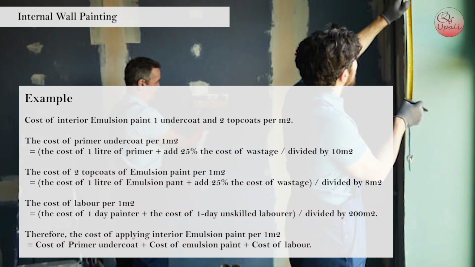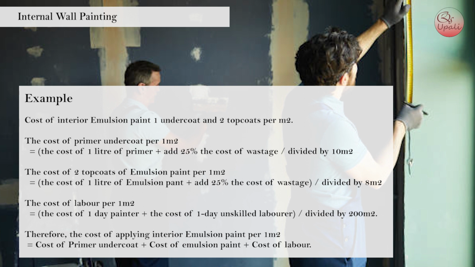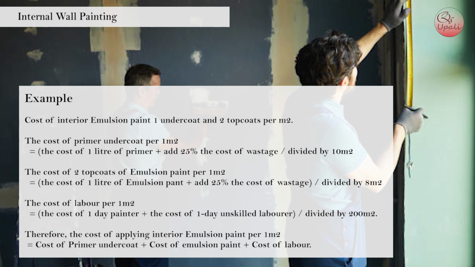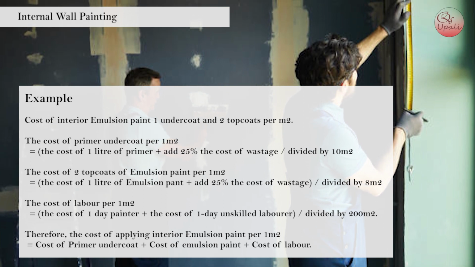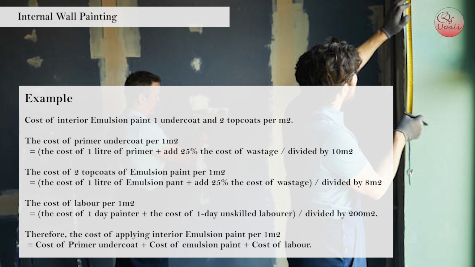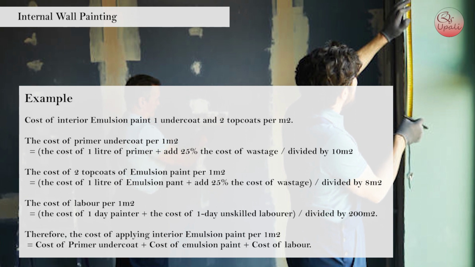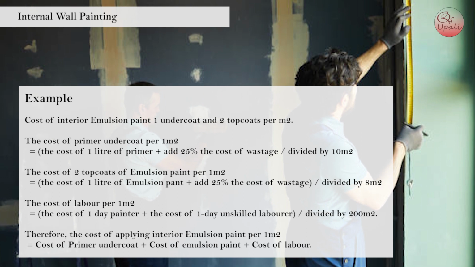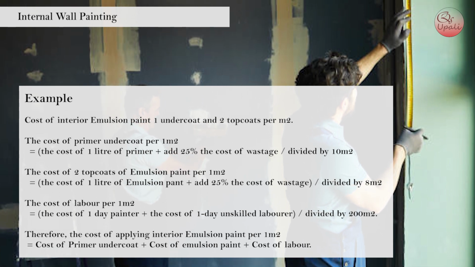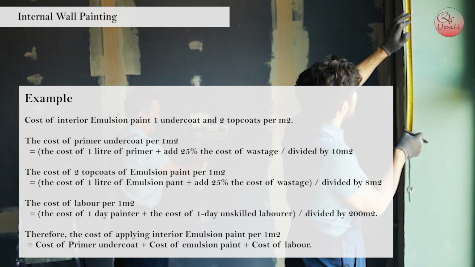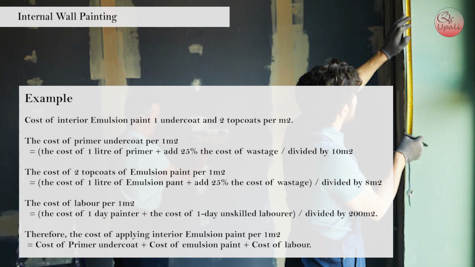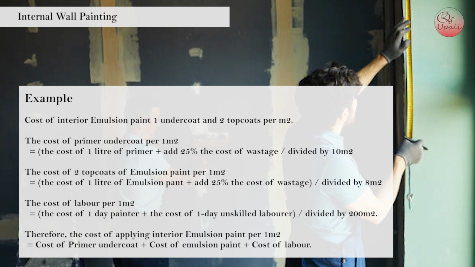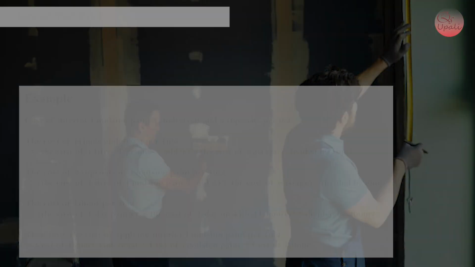The cost of labor per 1 meter square equals the cost of 1 day painter plus the cost of 1 day unskilled laborer divided by 200 meter squares. Therefore, the cost of applying interior emulsion paint per 1 meter square equals cost of primer undercoat plus cost of emulsion paint plus cost of labor.